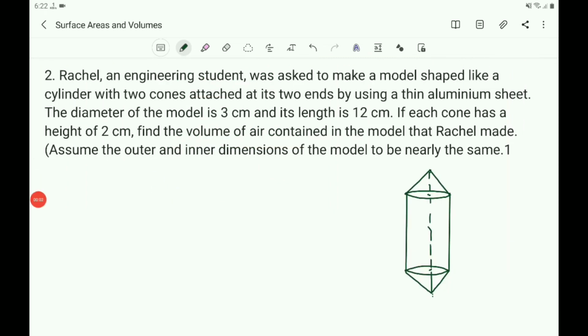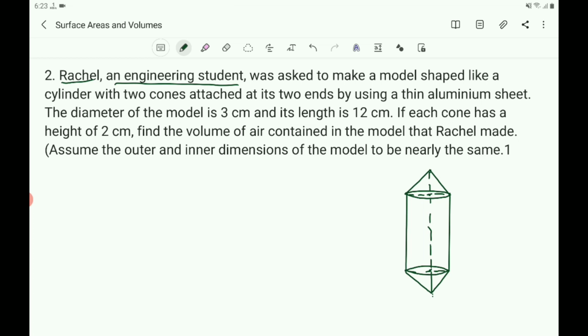Then come to the second question. Rachel, an engineering student, was asked to make a model shaped like a cylinder with two cones attached at its two ends by using a thin aluminum sheet. The diameter of the model is 3 cm and its length is 12 cm. Here the diameter of the model is given, that is 3 cm, and its length is 12 cm. If each cone has a height of 2 cm, find the volume of air contained in the model that Rachel made.